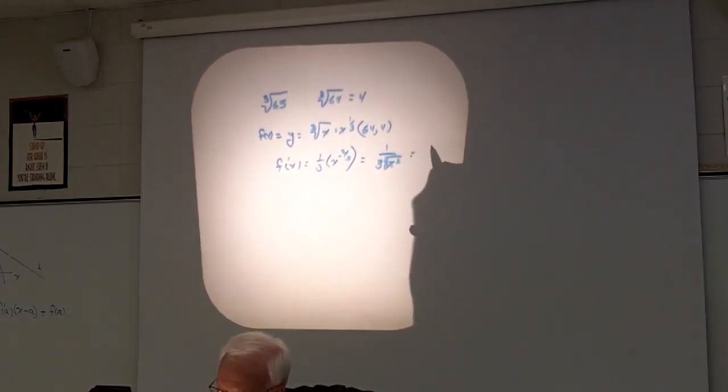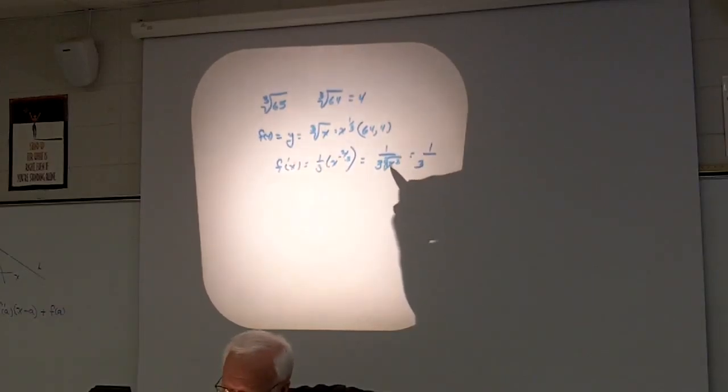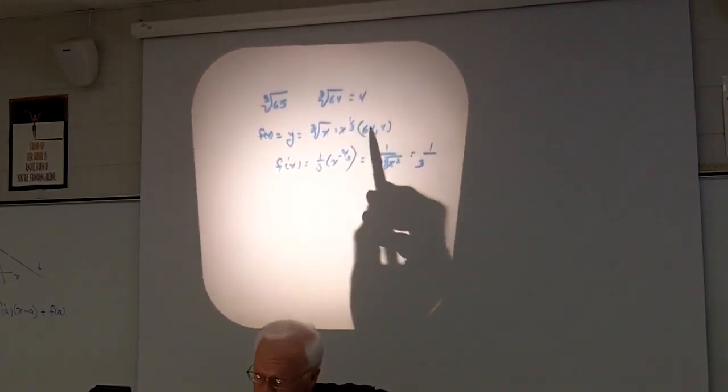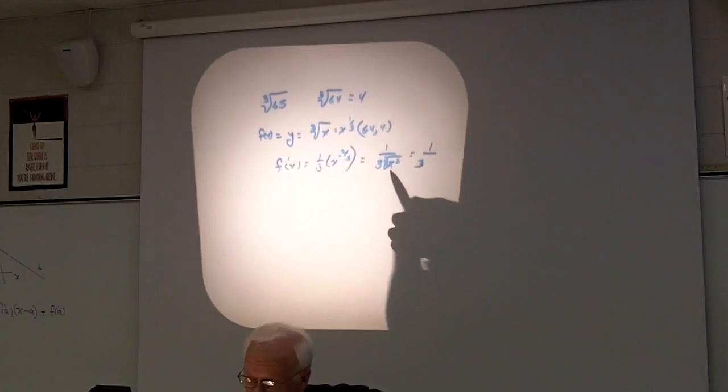This equals 1 over 3, what's this number? Are we putting a 4 in, or are we plugging in 64 again? We're plugging in x. Which one is x? 64. Yes, right. So we're doing that.